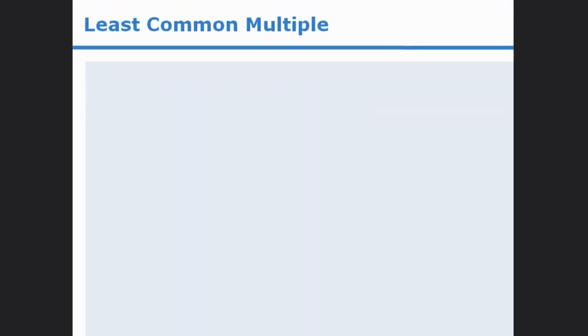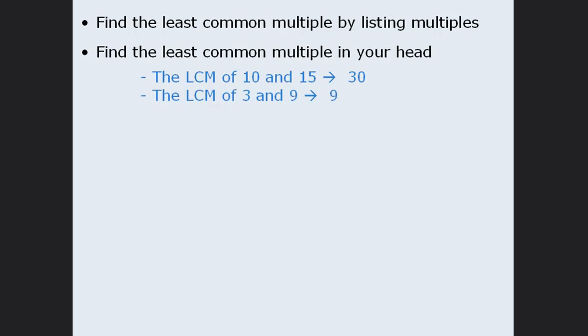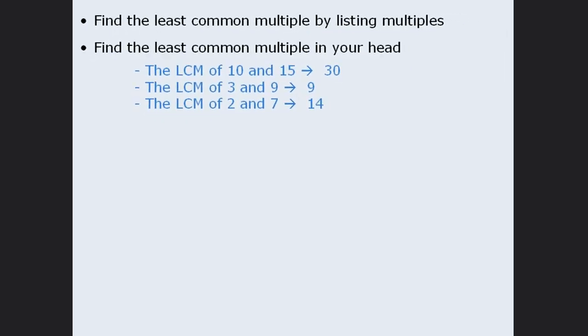Now, to become an expert on least common multiples, you will need certain skills. First, you must be able to find least common multiples by listing multiples, as we did at the beginning of this lesson. You should also be good at finding least common multiples in your head. For example, in your head, you should be able to identify that the least common multiple of 10 and 15 is 30. Or the least common multiple of 3 and 9 is 9. Or how about 2 and 7? Well, here the least common multiple is 14.